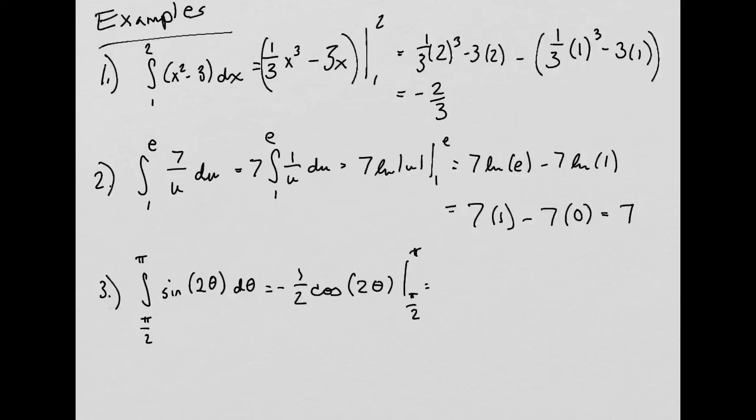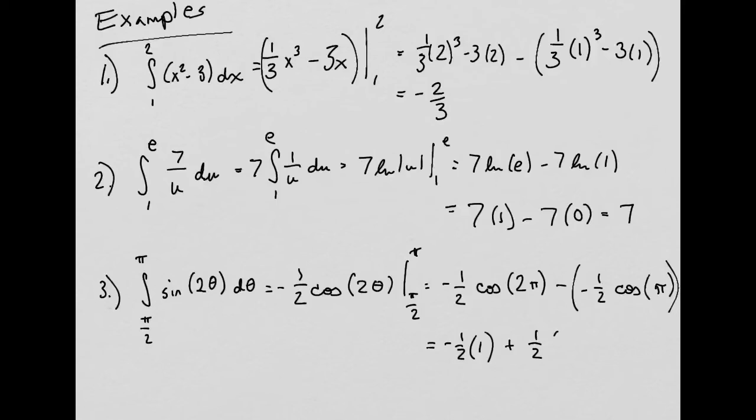So when you plug that in, you have negative 1/2 cosine of 2 times pi minus negative 1/2 cosine of 2 times pi over 2, which is pi. Cosine of 2 pi is 1, and so that's negative 1/2 times 1, and then minus, so that's plus, and then cosine of pi is negative 1, so it just comes out to being negative 1/2 minus 1/2, which is a total of negative 1.